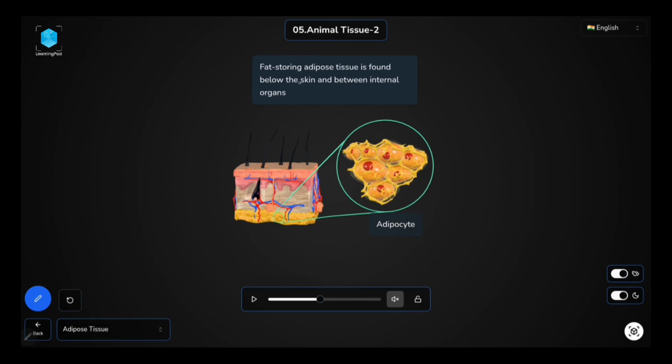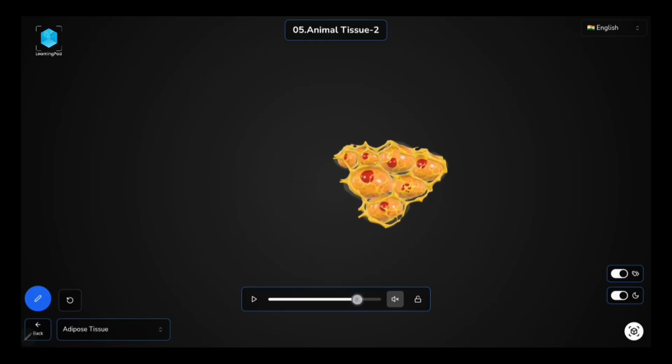You can see here that fat-storing adipose tissue is found below the skin, and it is also present around the internal organs. Adipose tissue provides warmth, or you can say it prevents heat from going out of the body or temperature from entering. This layer of fat can make a person appear obese as well, and it acts as an insulator. So this was the topic about tissues.